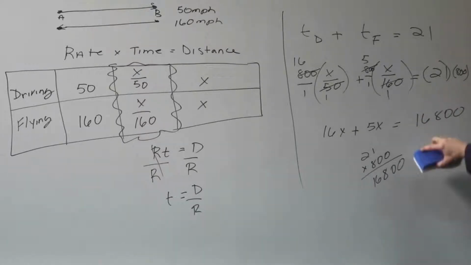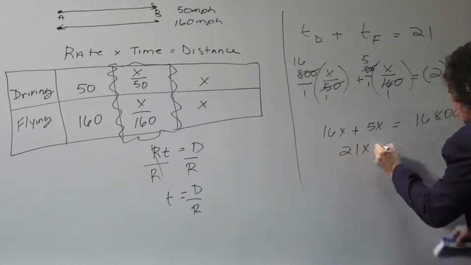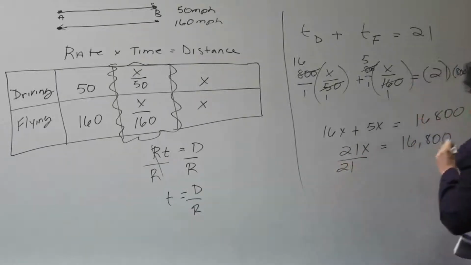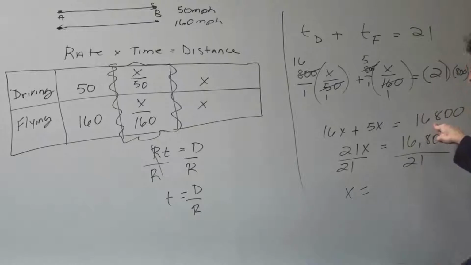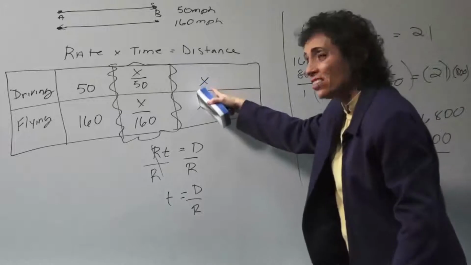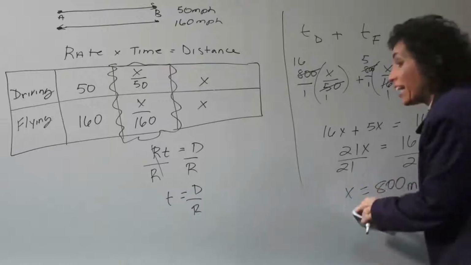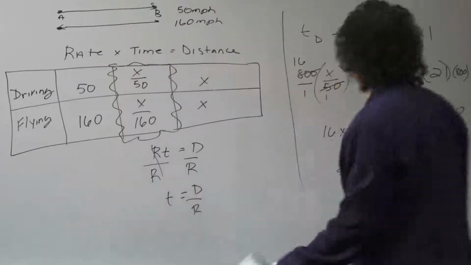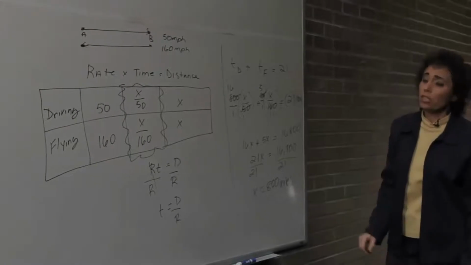But watch what happens now. This is going to be so cool. 16x plus 5x is 21x equals 16,800. Divide by 21. We already know what this answer is. Why do we know what this answer is? Because we just did 800 times 21 is that. So that answer must be 800. So x is 800. What is 800? It's the distance, so it's the miles. 800 miles. That's what x is. It is the answer because the question is, how far is it from town A to town B? And it is 800 miles. Awesome. That was hard, but it was awesome.